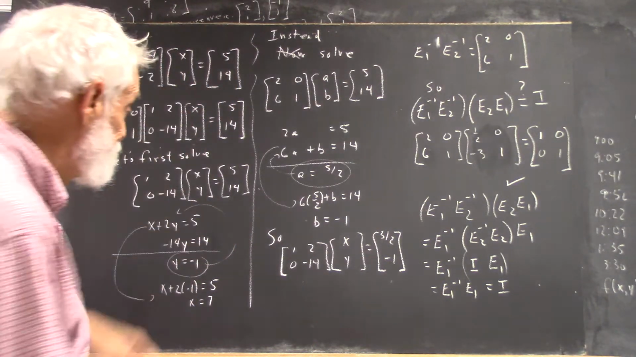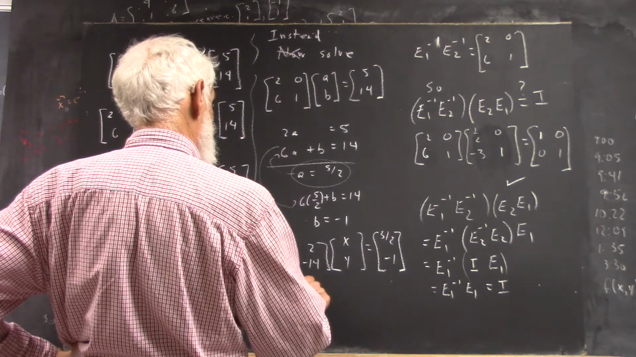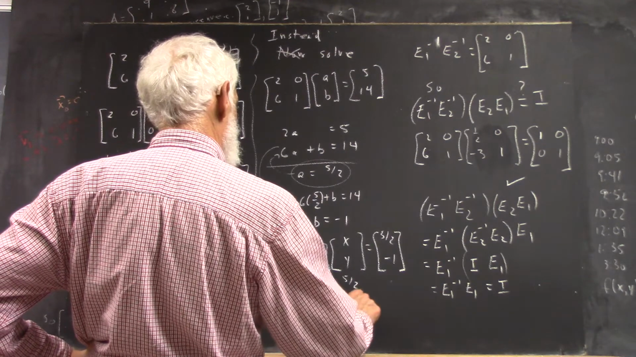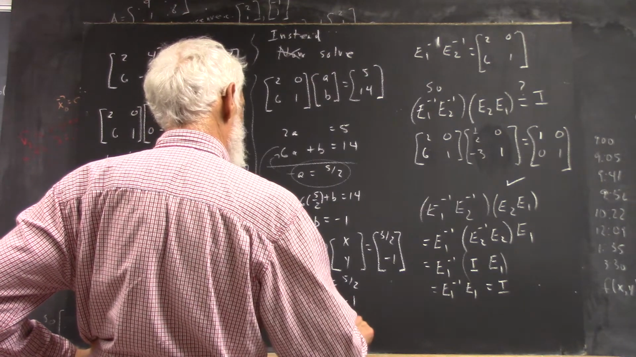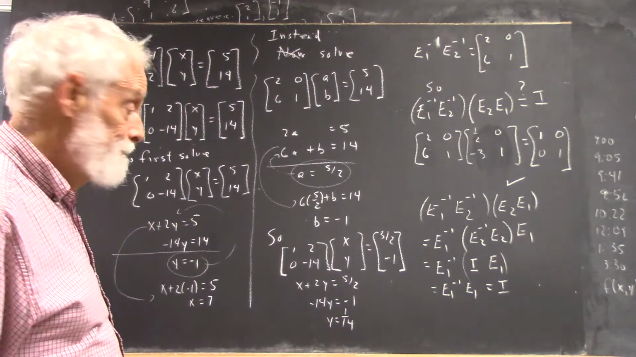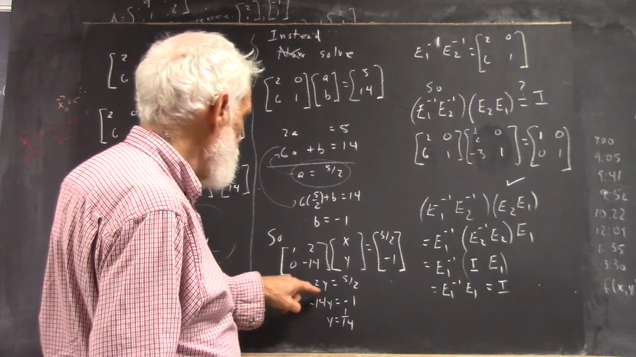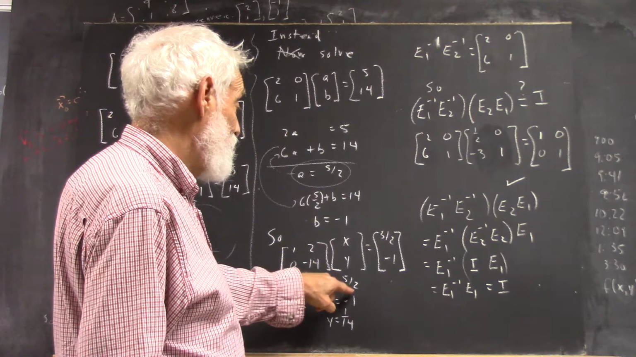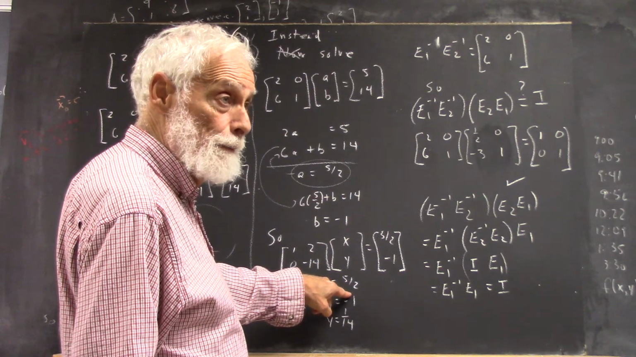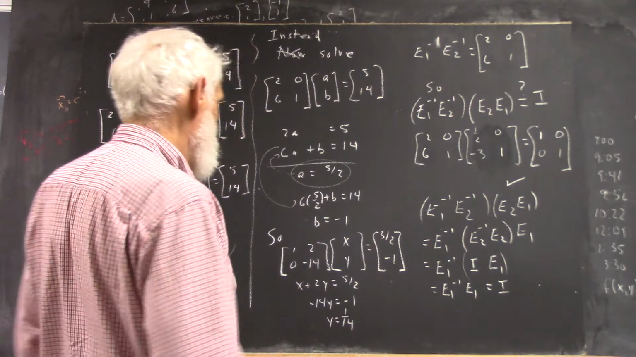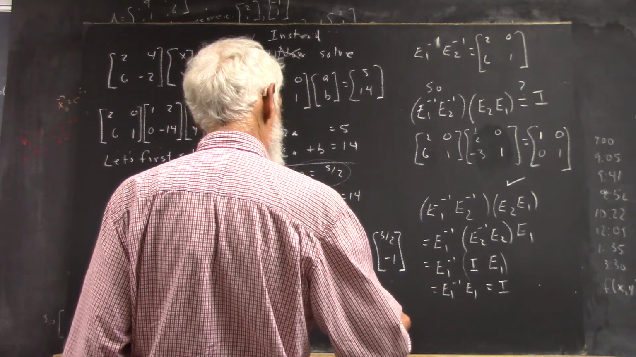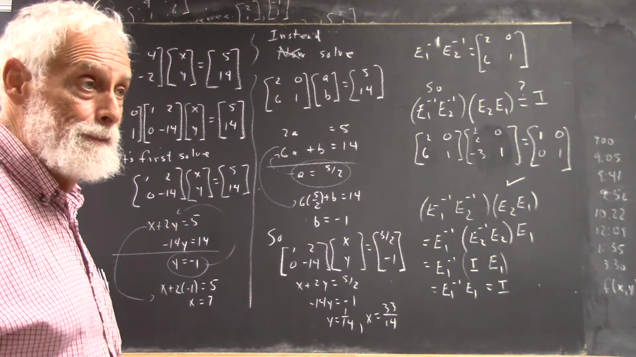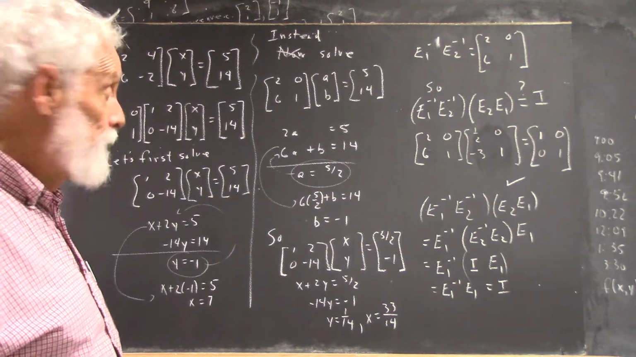Make sense? So that's easy. You know, this is x plus 2y equals 5/2. Negative 14y equals negative 1. So that y equals 1/14. Right? And now we got 2/14, and we got 5/2, that's 35/14, right? So I think we get x equals 33/14.